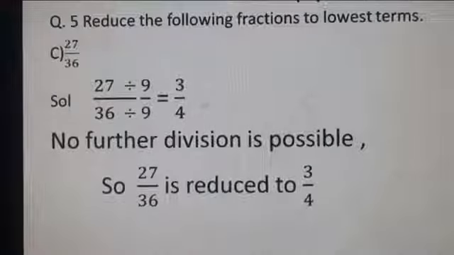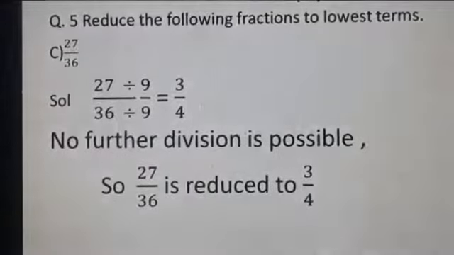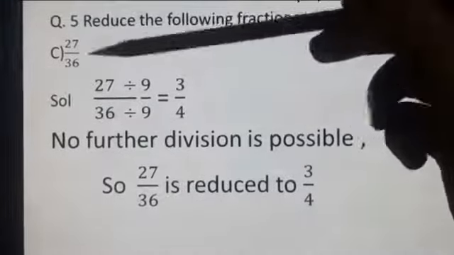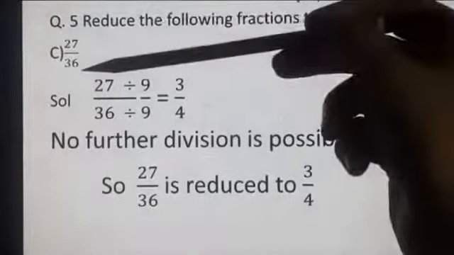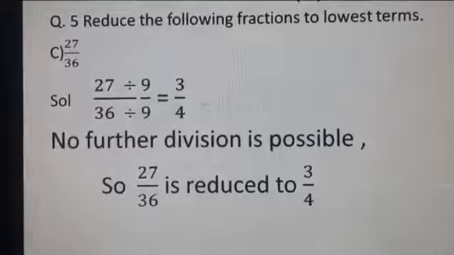Otherwise also, if you find the HCF of 27 and 36, HCF is 9. Then we will divide with HCF. And one more thing, beta, if you start dividing with 3, that is also okay. अगर आप 3 से divide करते हैं, then in one more step you will divide with 3. I will take one question like this also.